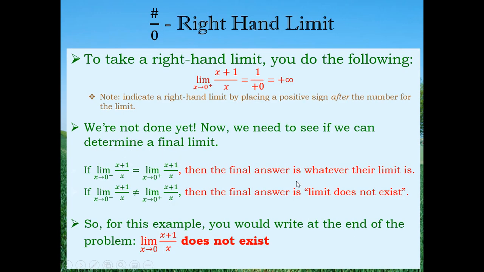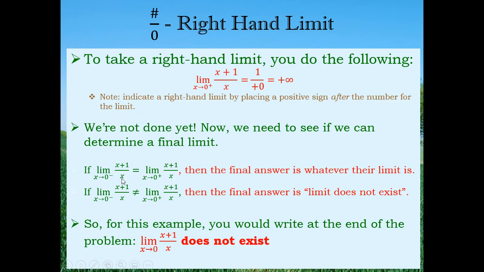So the right-hand side, as you might guess, has a little plus sign there as we approach 0 from the right-hand side. The same example here, x plus 1 over x, now we have 1 over a very, very small positive number, okay? So it's going to approach positive infinity. So we're not done yet. We have to look to see if we can find a final limit.